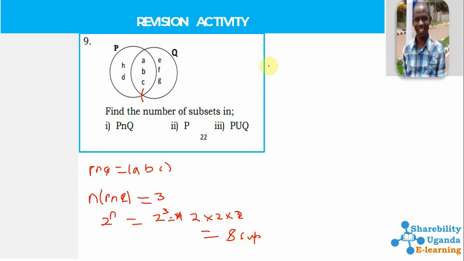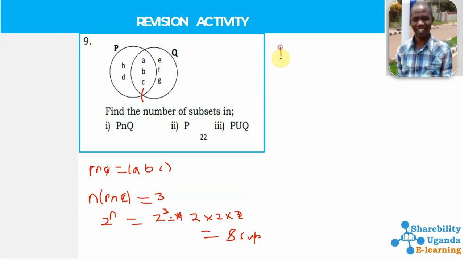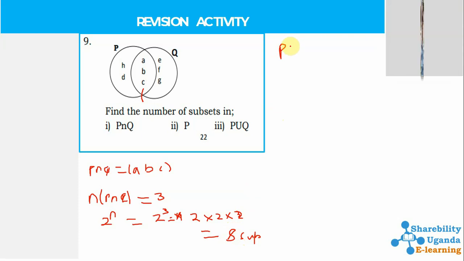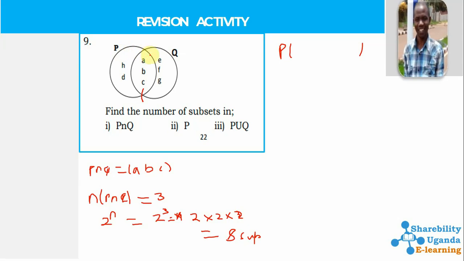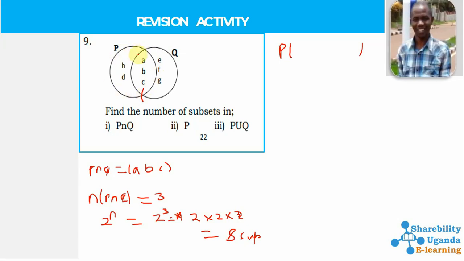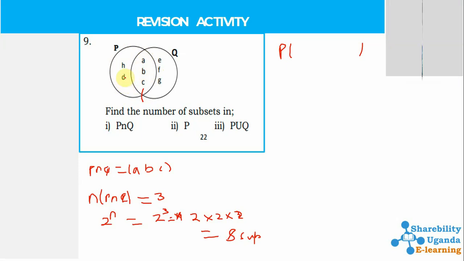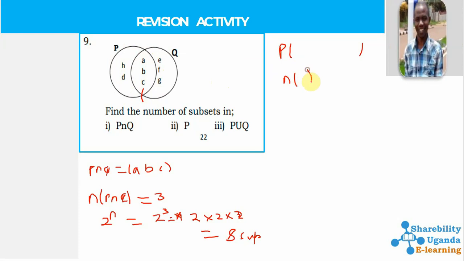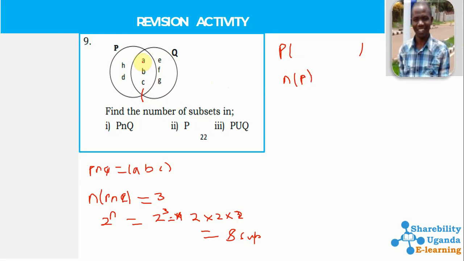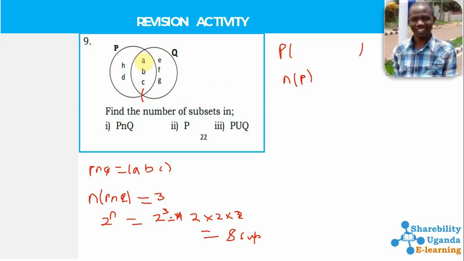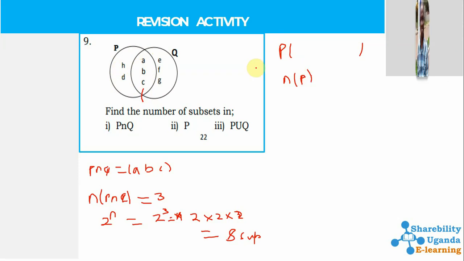Okay, so we can also find all the subsets that are in P. They want the subsets in P. So can we first list out the members in P? The members in P, we have our A, B, C. P passes from here according to our set. So all these members, A, B, then D, H, they are part of P. We only need to count them to get the number of elements in P. We have the first element, second, third, fourth, up to fifth. So we have five elements.